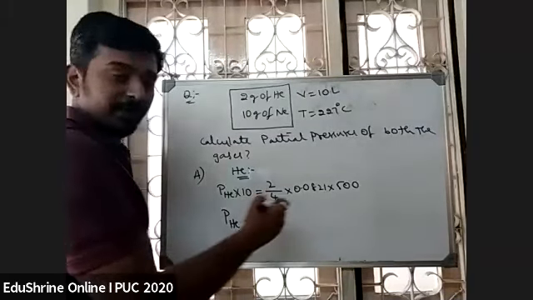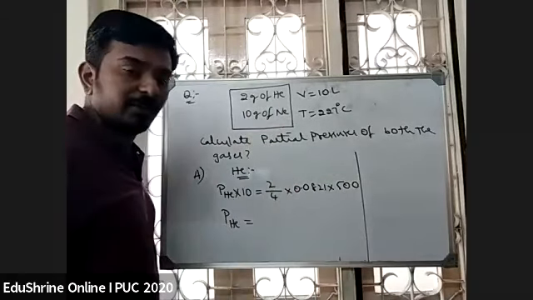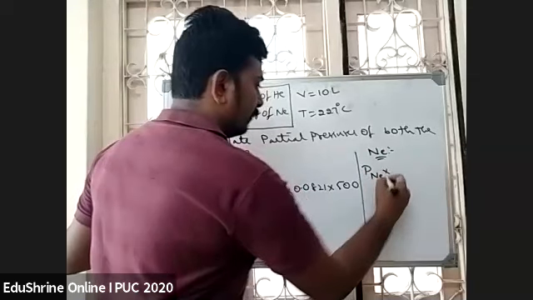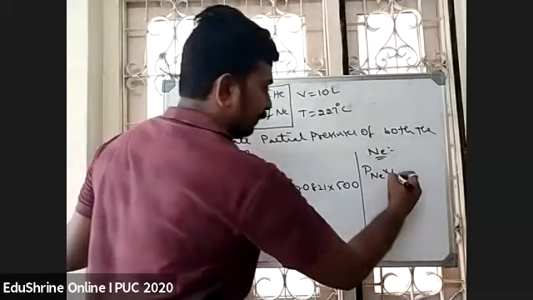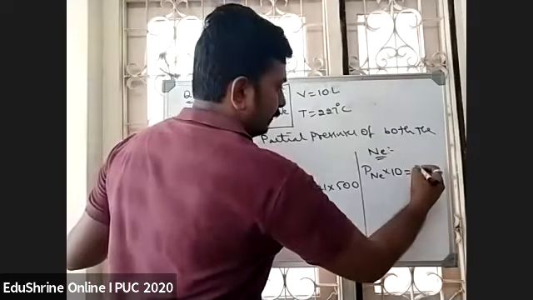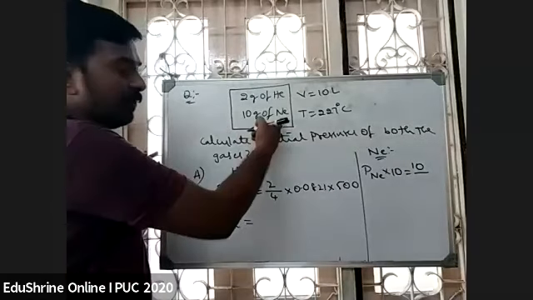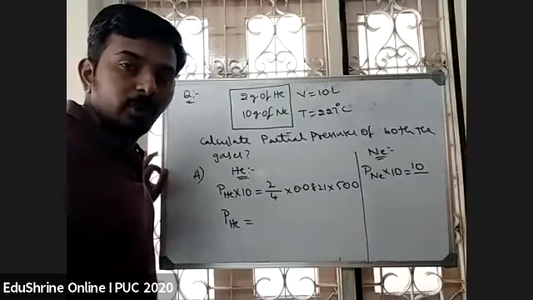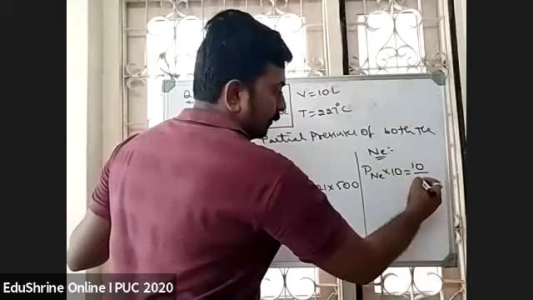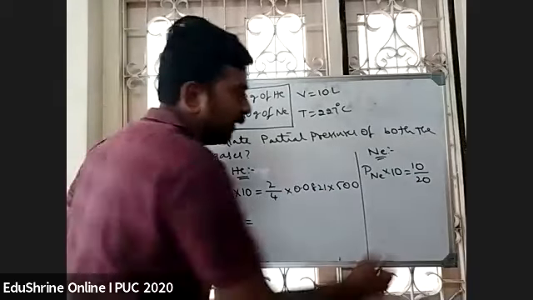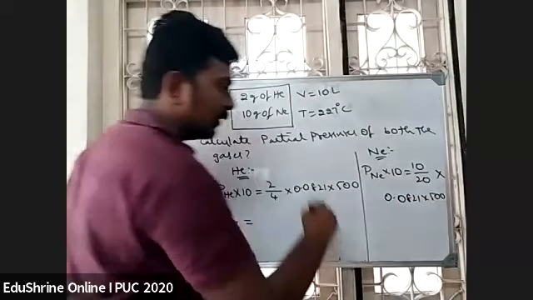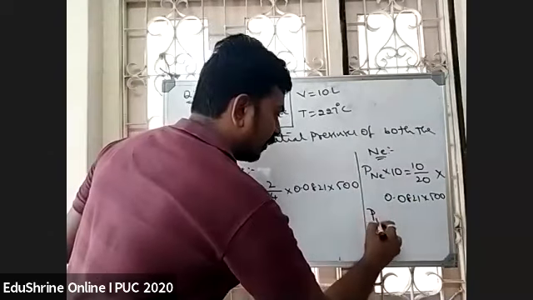This is one way. In the same way, I can calculate the partial pressure of neon also. What will be the partial pressure of neon? Partial pressure of neon into volume, 10 liters, is equal to mass of neon, 10, by the molar mass of neon, which is 20, into R value, 0.0821, into temperature, 500. So if you solve this, you will get the partial pressure of neon.